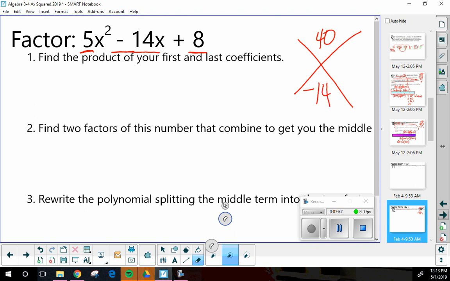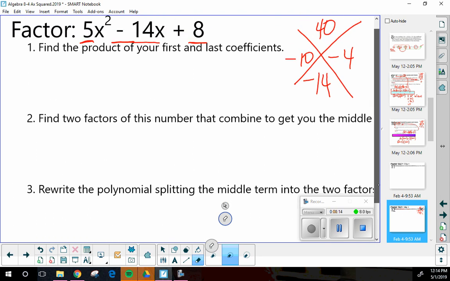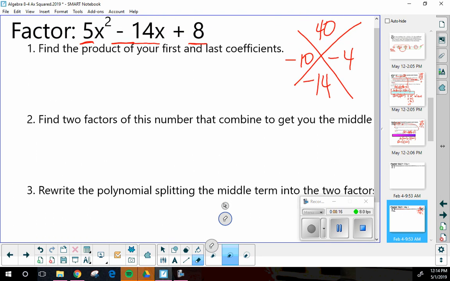So I'm looking for two numbers that when I multiply them together, I get positive 40, and when I add them, I get negative 14. And I know you know that's going to be a negative 10 and a negative 4. Done. Okay, so I'm going to make sure when I rewrite this and split it that I make it to where they all have a common factor.